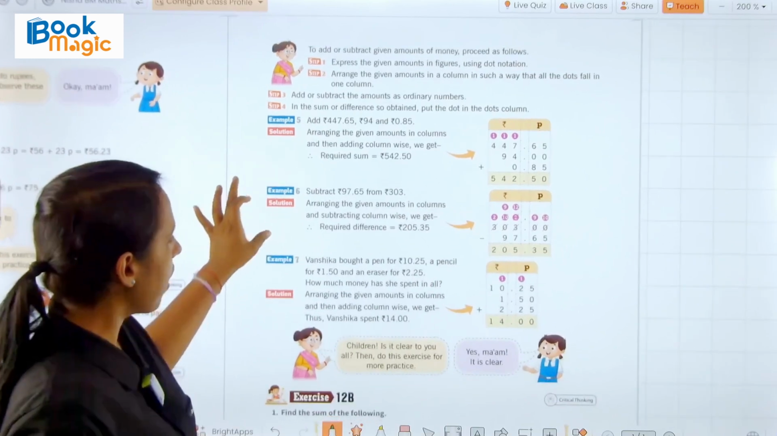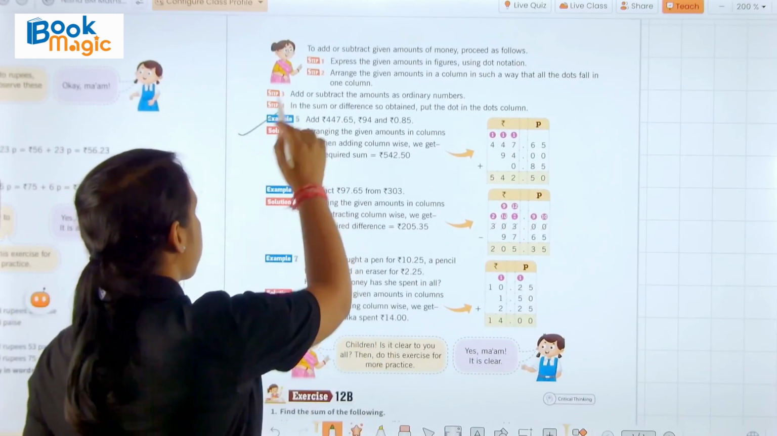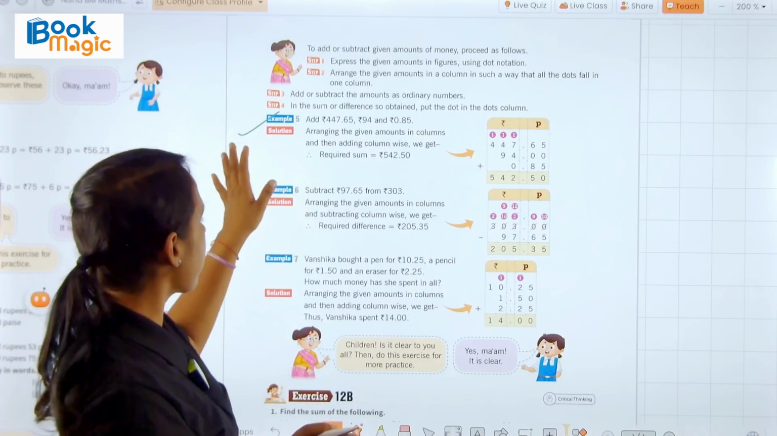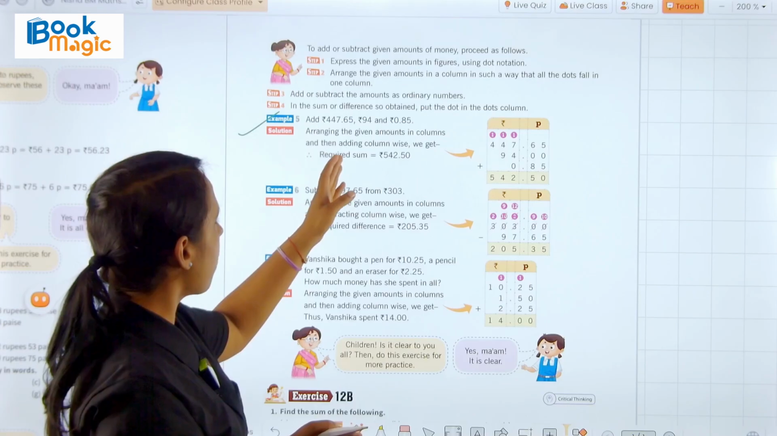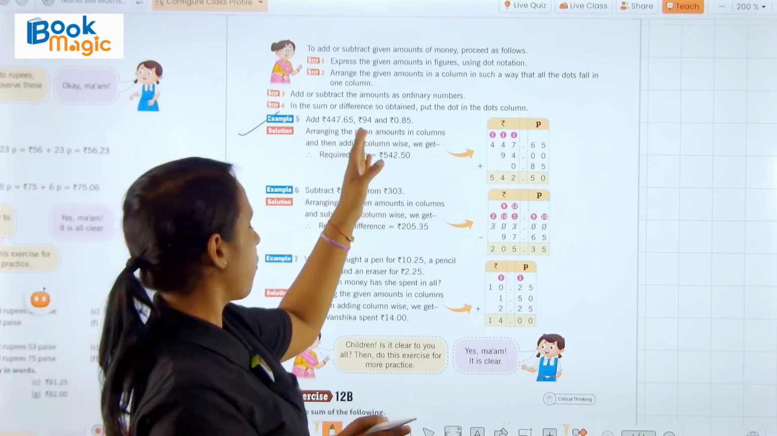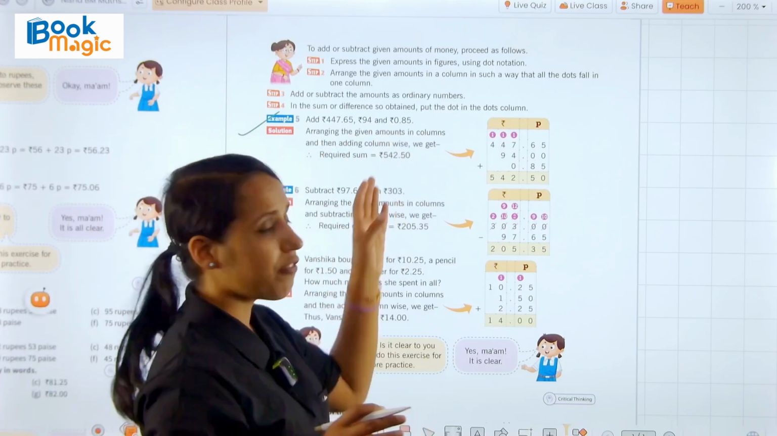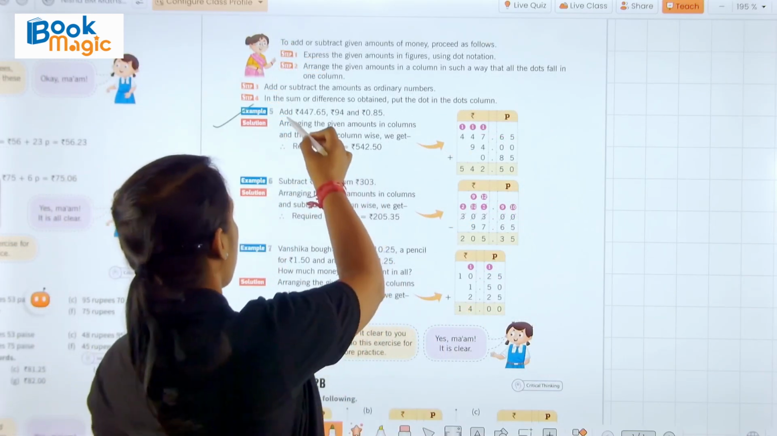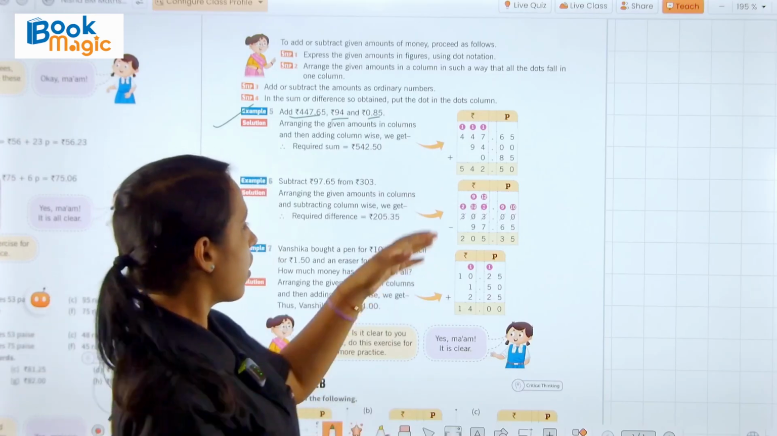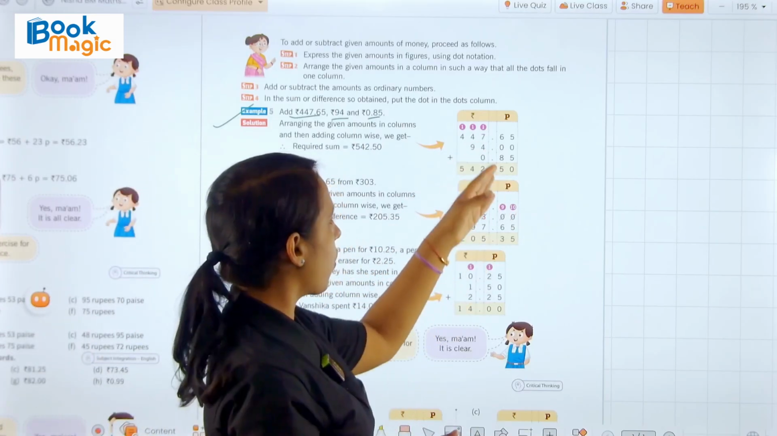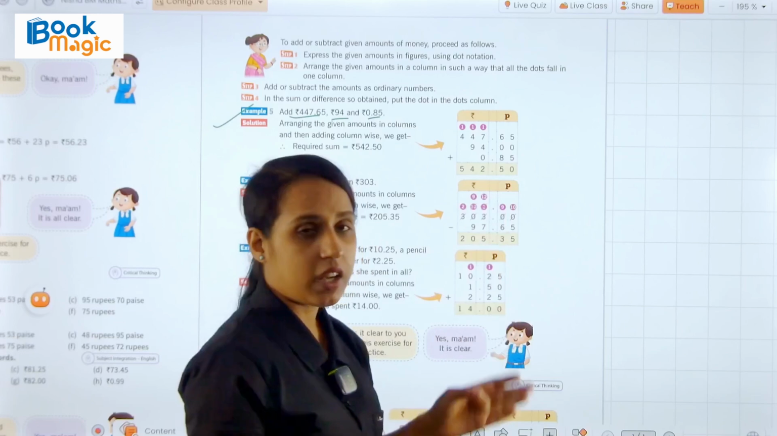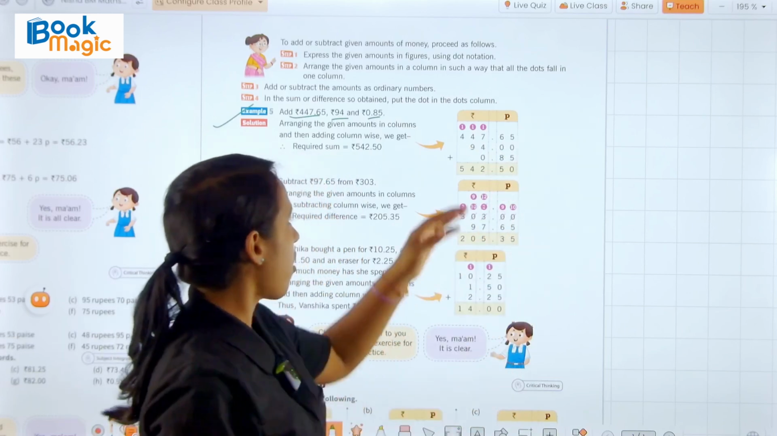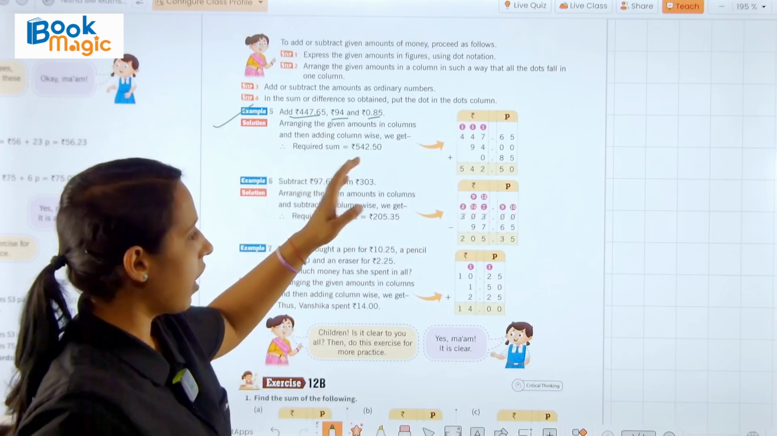ओके, so here we have example number 5 on the basis of addition and subtraction of the amount. The question number 5, or we can say example number 5, is add 447.65 rupees, 94 rupees and 0.85 rupees. So in the first step we have to write in figure. It is also in figures. Now we will arrange it in the columns according to the rupees and paise, and dot will be the same as the column. Okay, so here 447.65, after arranging that we will add the columns.